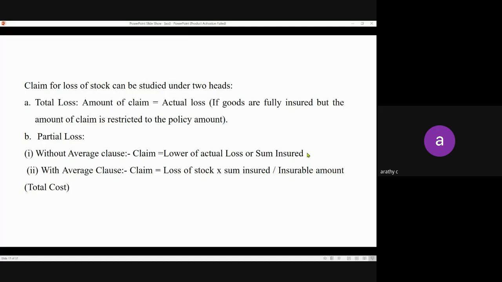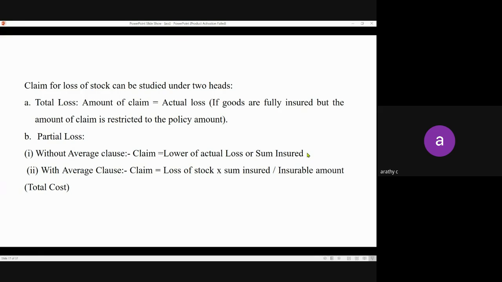But the next is partial loss. This can be calculated under two heads: without average clause and with average clause. In the case of without average clause, the claim is the lower of actual loss or sum insured. The two amounts are there: actual loss amount and sum insured. Whichever is lower, you will get that amount. But in the case of average clause, the claim is calculated under this formula: loss of stock into sum insured divided by insurable amount, that is total cost.